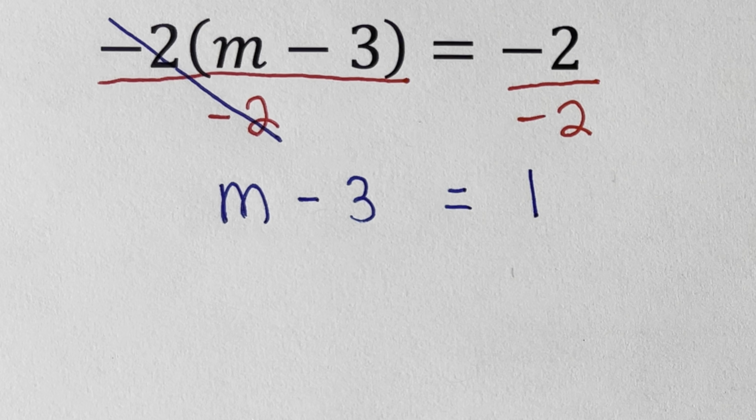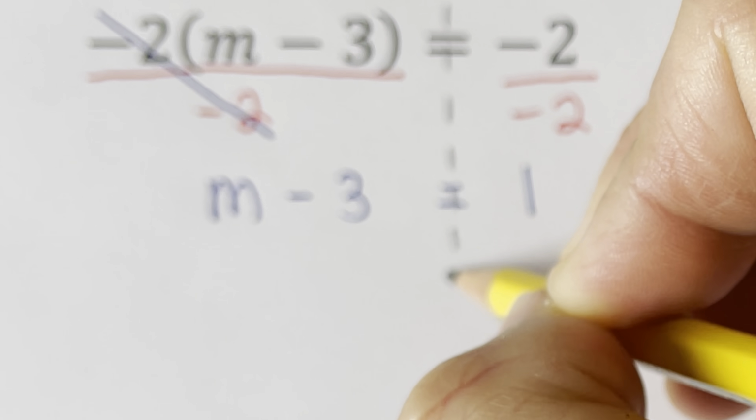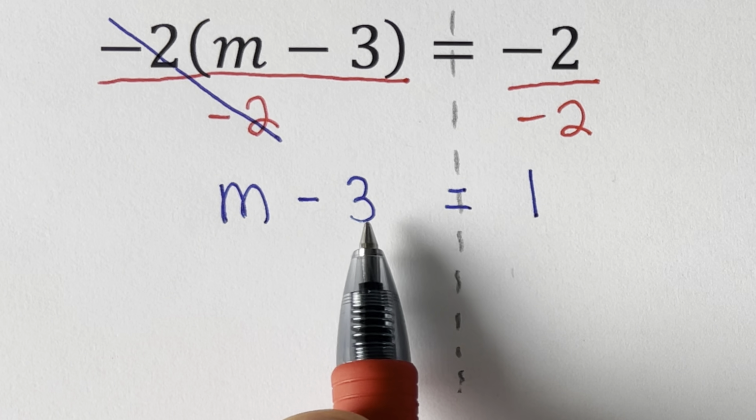Again, others are comfortable writing the boundary between the left side and the right side of the equation. That should be fine. So then we can go ahead and say that m subtracted by 3 is equal to 1.